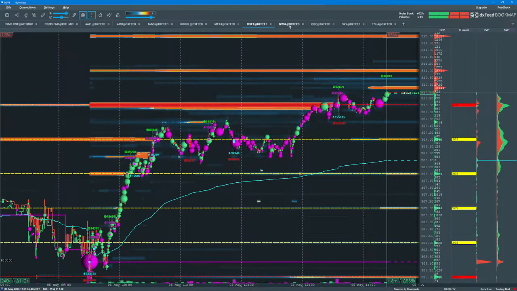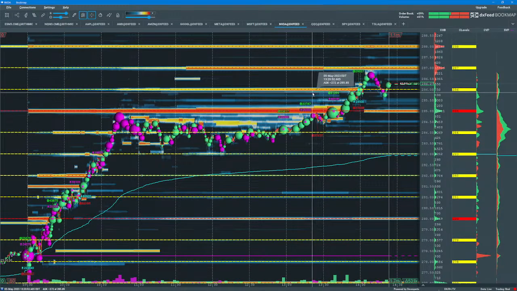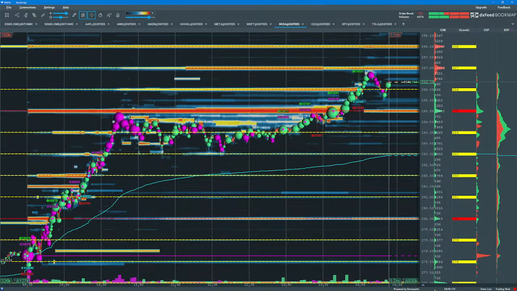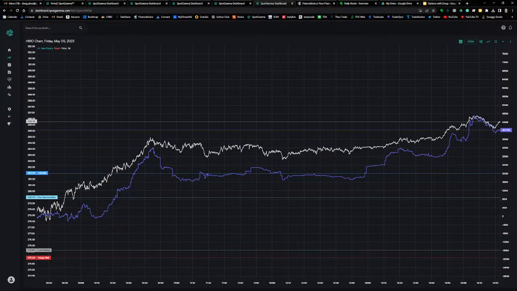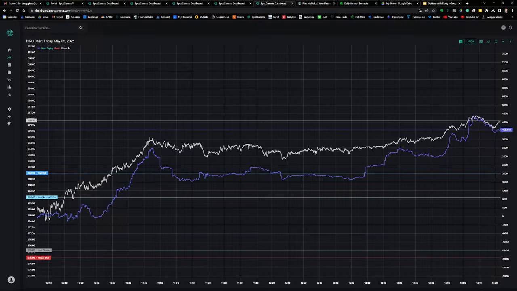Now we'll go to NVIDIA. So NVIDIA, strong uptrend in the morning, long consolidation, and now moving higher. And let's go take a look at Hero again, and note the 282 call wall. That typically is expected to act as resistance.